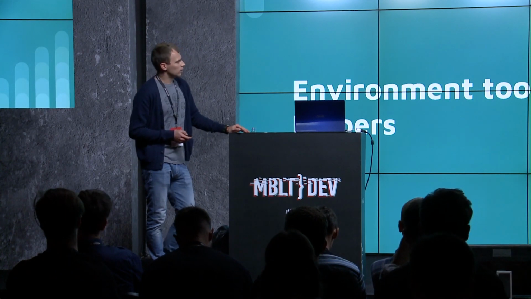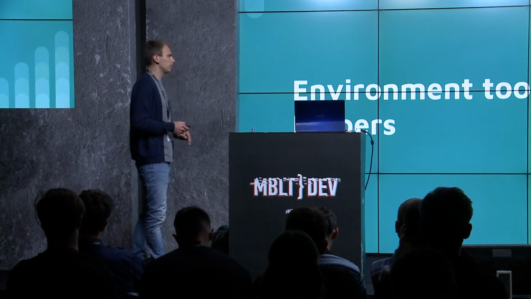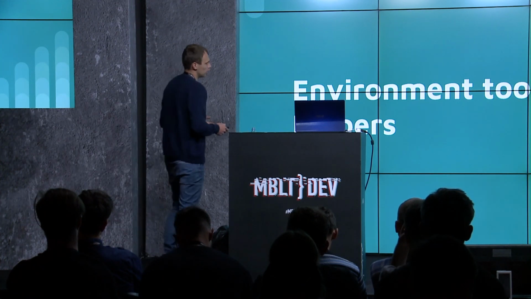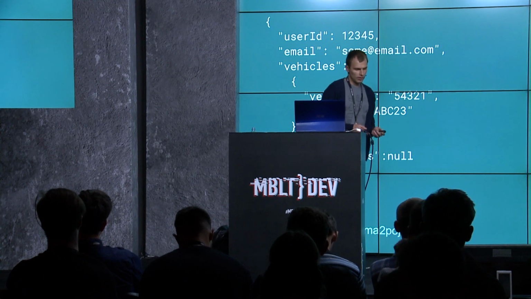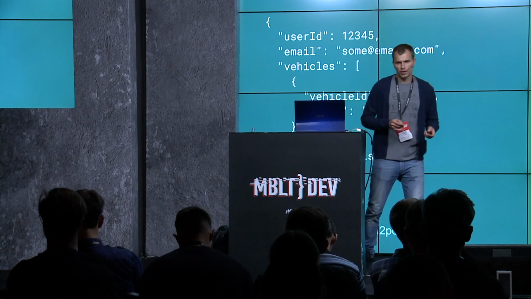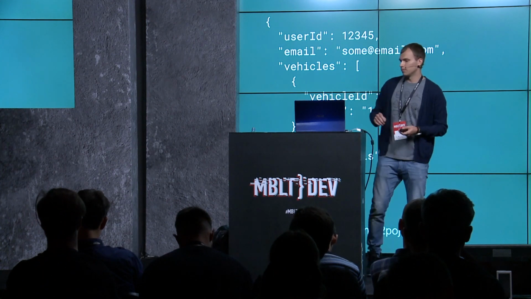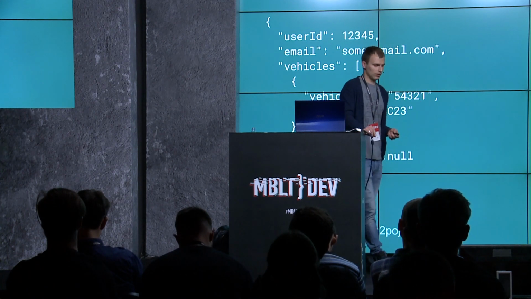The last section is environment tools. These are helper tools, tools to help developers do things faster and better. The first one is JSON to POJO. It's not Kotlin, but maybe there is already one for Kotlin. I need to check that.